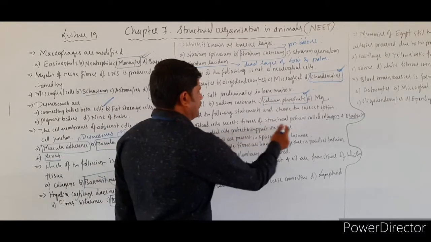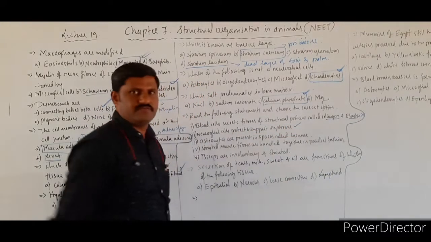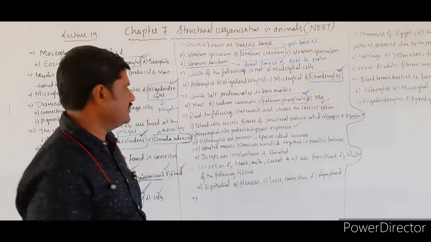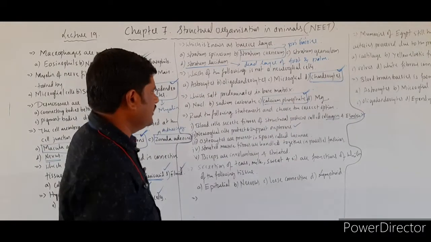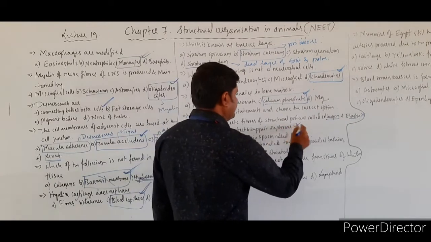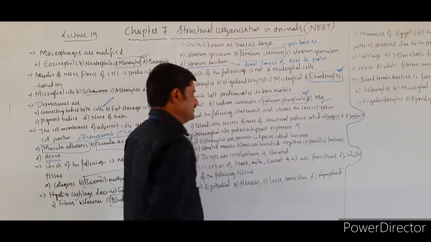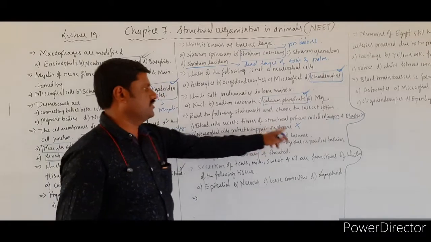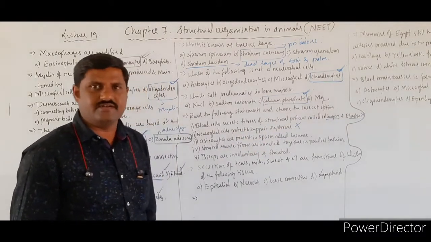Neuroglial cells protect and support the nephrons. Correct statement? Of course, they support and protect, but nephrons is given over here. That's why this is also wrong. Neuroglial cells protect and support the neurons, right? Not nephrons.